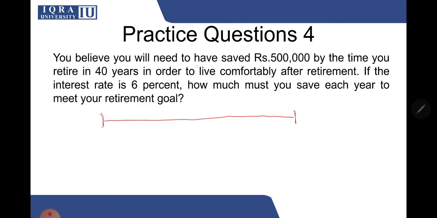So you believe you will need to have saved 500,000 by the time you retire in 40 years. So once you have retired at the age of 40, you will need 500,000. So you have this value. If the interest rate is 6%, how much must you save each year to meet your retirement goal? Now you need to think, what is the value that is provided to you and what are they asking you? It says how much must you save each year to meet your retirement goal. The word each year is telling you that it is asking about your PMT.